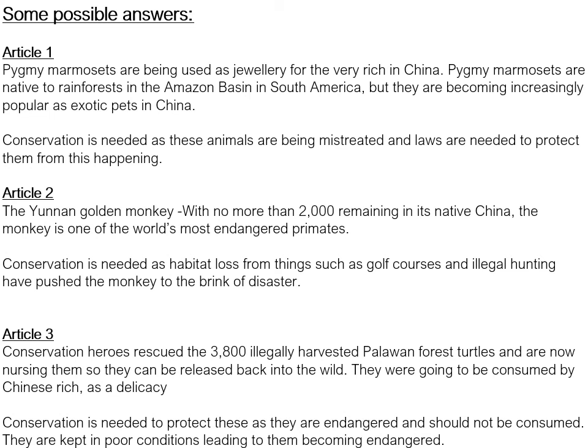Hopefully what you found out is it's all about specific animal species and how they are being misused or endangered in the way that they're being kept, treated, or other things going on around them. The idea being that all of these animals need conservation. Conservation is really important, or these animals are going to disappear, and the biodiversity of China is going to decrease.